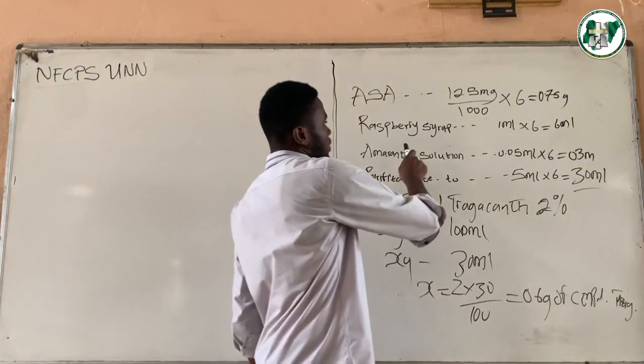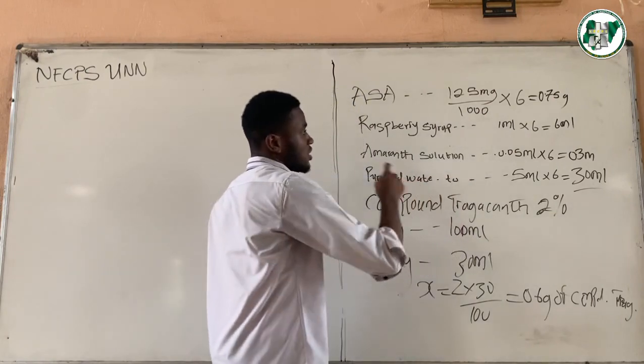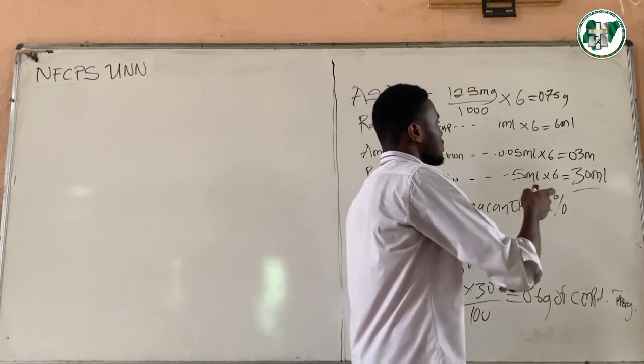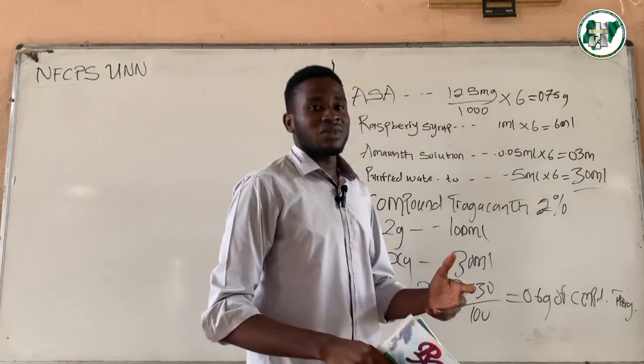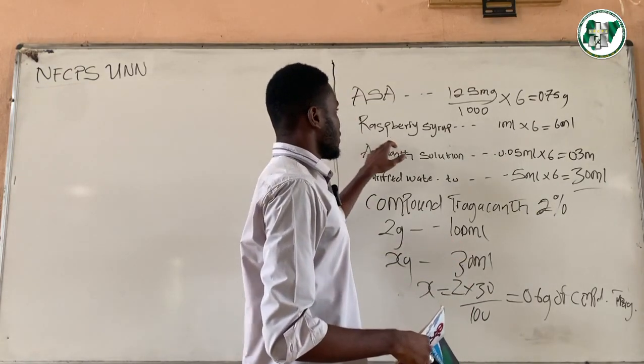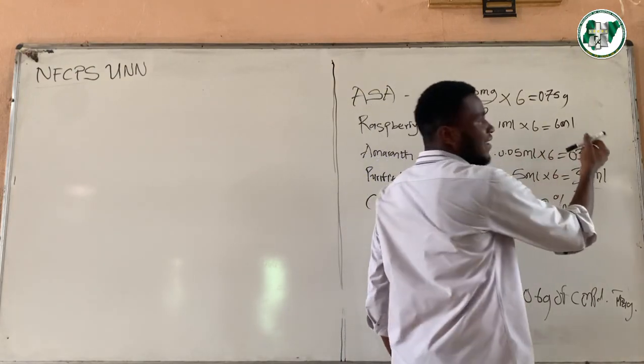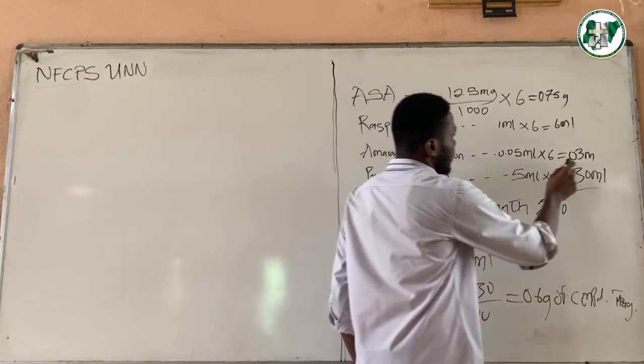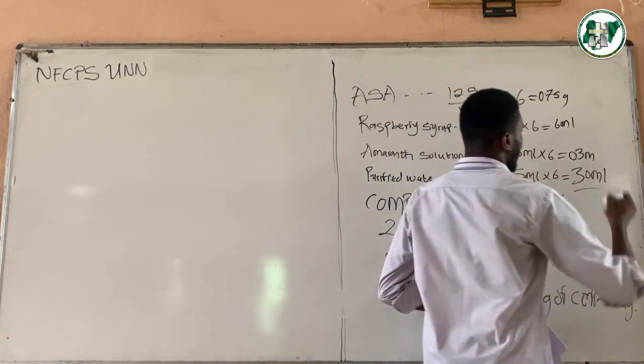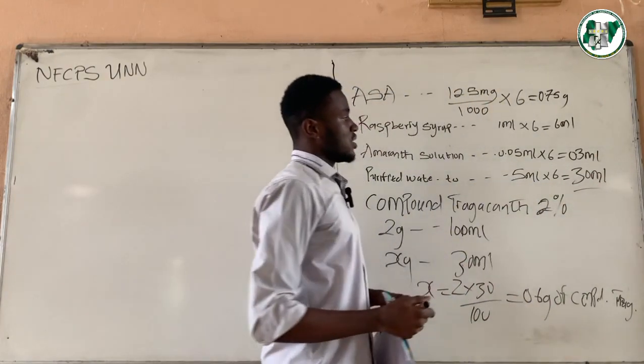Now, because this raspberry syrup is a liquid and this amaranth solution is a liquid, the reason we don't add it directly into the mortar and pestle is because the raspberry syrup could stain the mortar and pestle. So these liquids are weighed directly into the bottle. Then 0.3 ml of amaranth solution is also measured directly into the dispensing bottle.